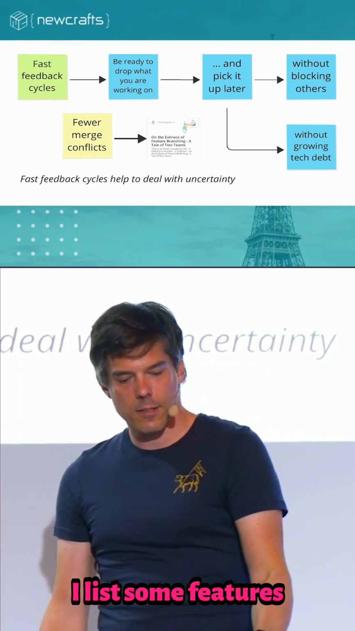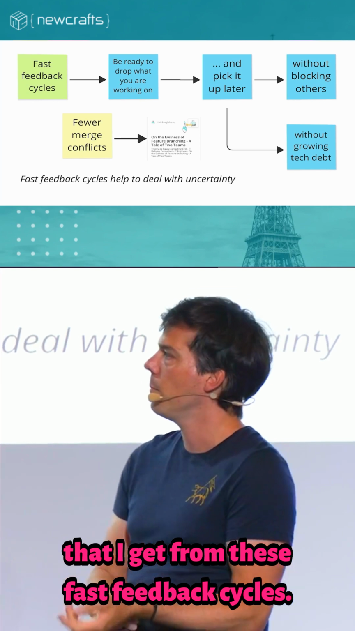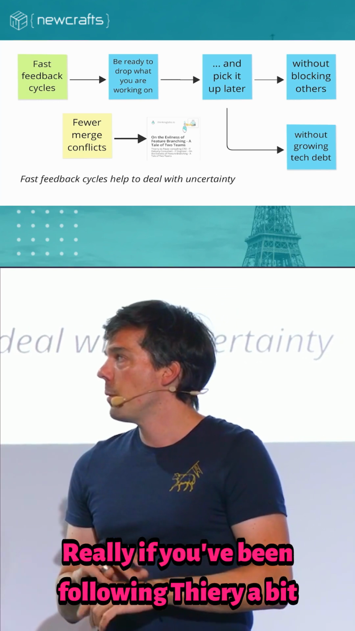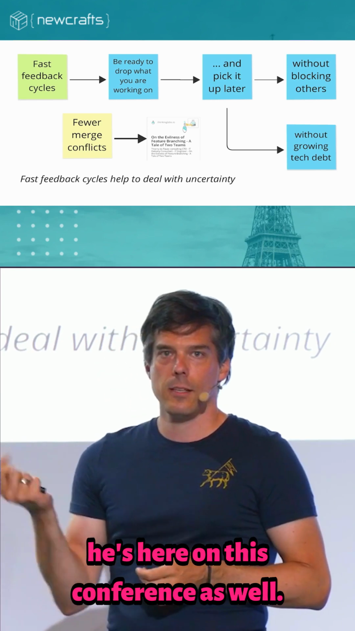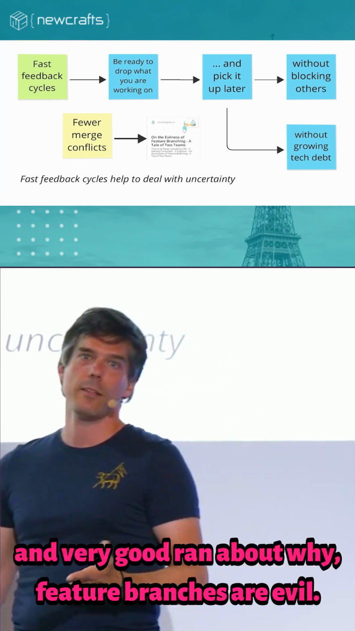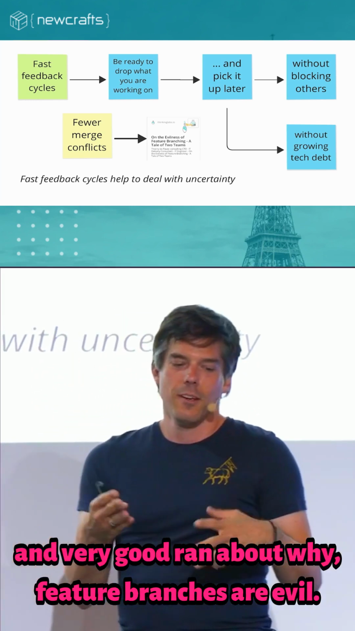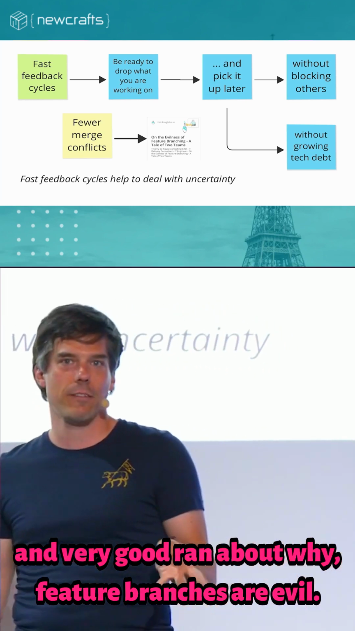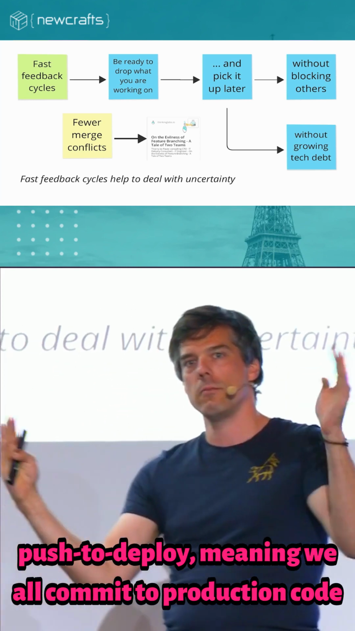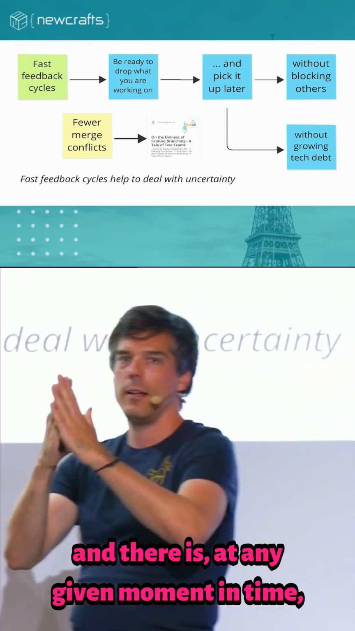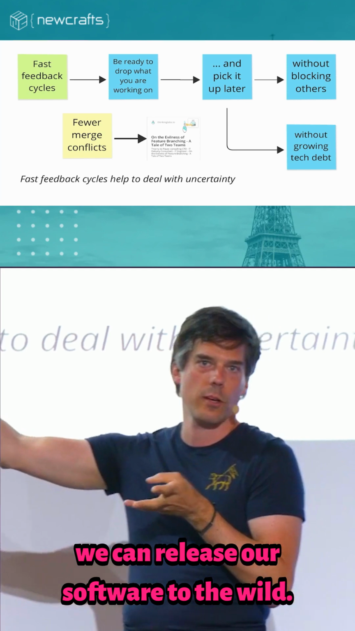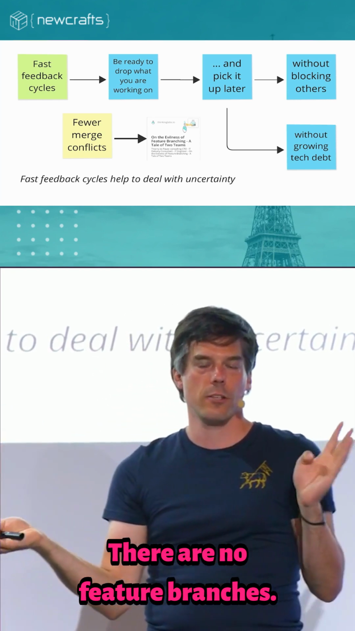I'll list some features that I get from these fast feedback cycles. If you've been following Thierry a bit, he's here at this conference as well. He has a really elaborate and very good rant about why feature branches are evil. If we do push to deploy, meaning we all commit to production code, and at any given moment in time we can release our software to the wild, there are no feature branches.